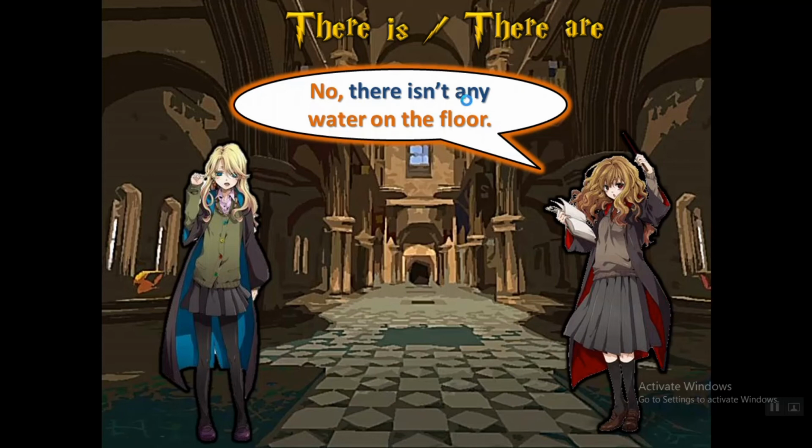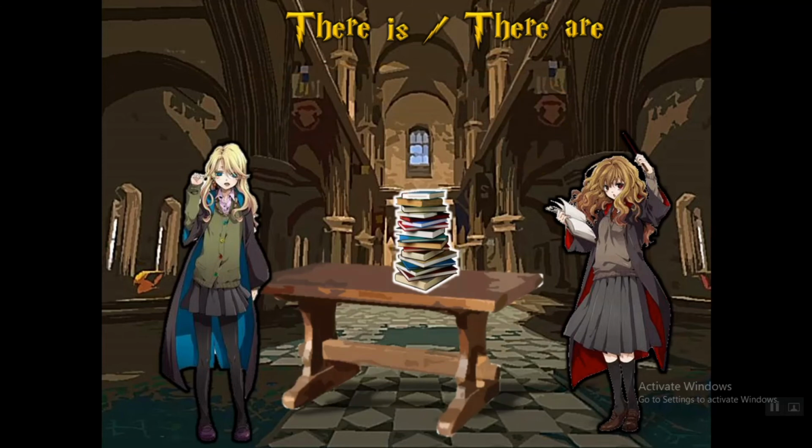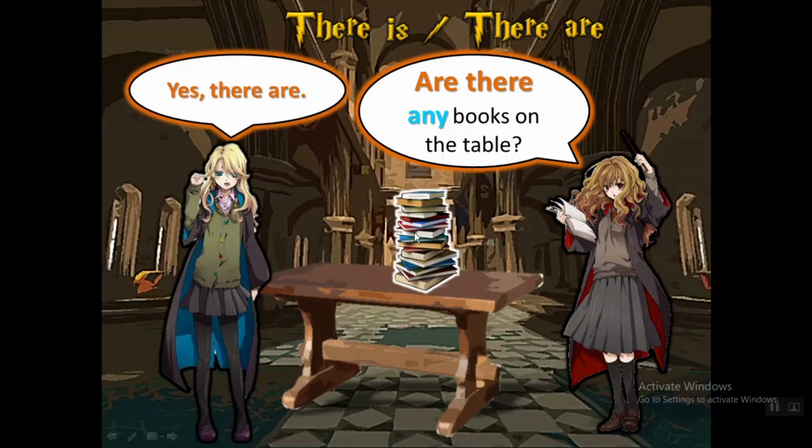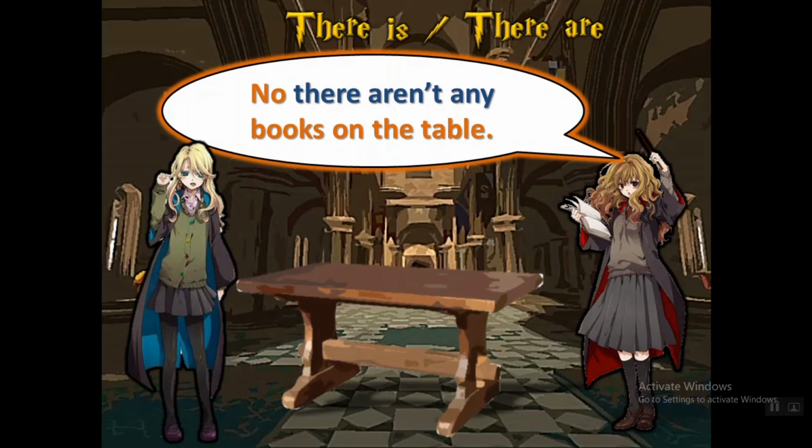Be careful. Another example. Let me ask you, are there any books on the table? Are there, and here we use are. Why? We use are there because it's countable. We can count the books. Are there any books on the table? The answer is yes, there are. Okay, what is the answer if it's like this? No, there aren't any books on the table. Okay?